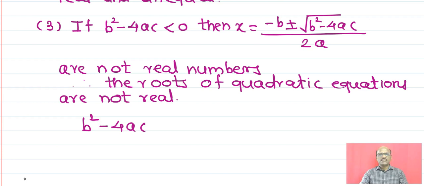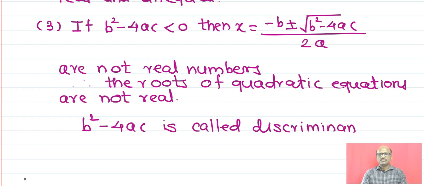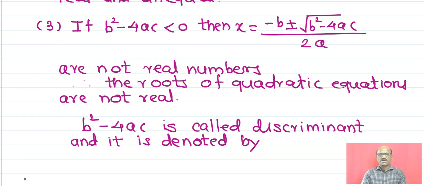b square minus 4ac is called discriminant. याला आपण डिस्क्रिमिनंट म्हणतो. परीक्षेत असा प्रश्न येऊ शकतो की find the value of the discriminant if the given quadratic equation is like this. डिस्क्रिमिनंट हा डेल्टा या साइनने पण डिनोट केला जातो. It is denoted by delta.